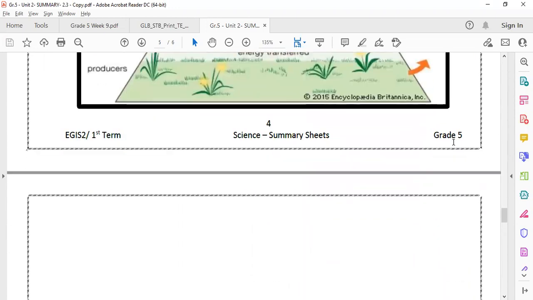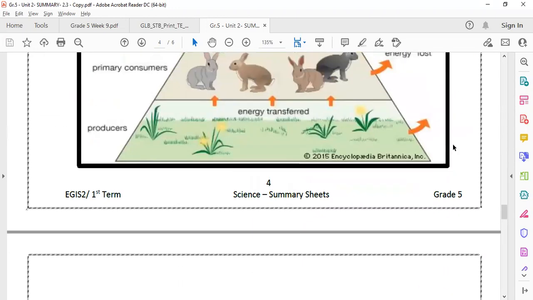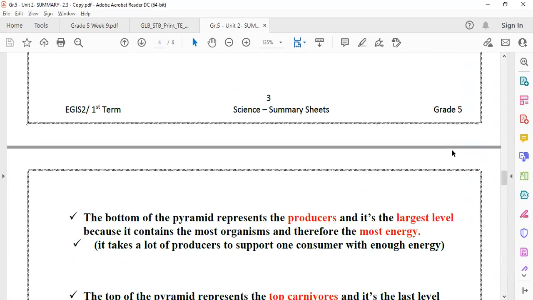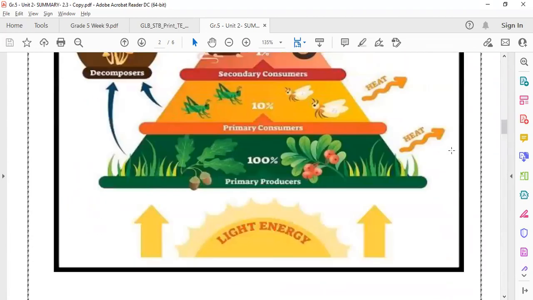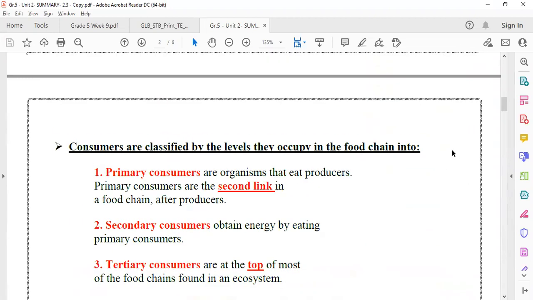And this is the end of the summary 2.3. Okay, guys, so today we studied the energy pyramids and we took many examples of it.